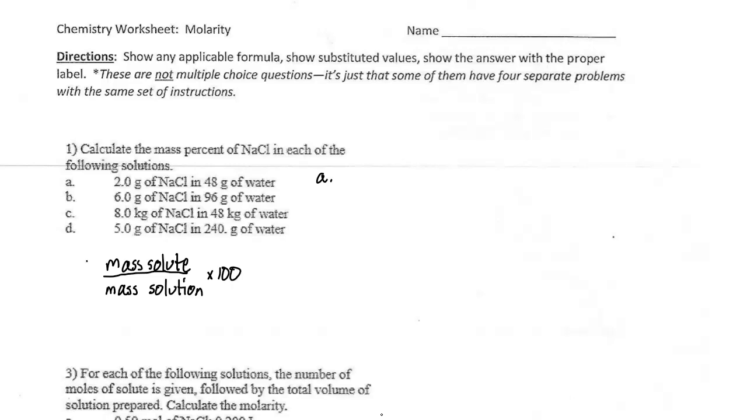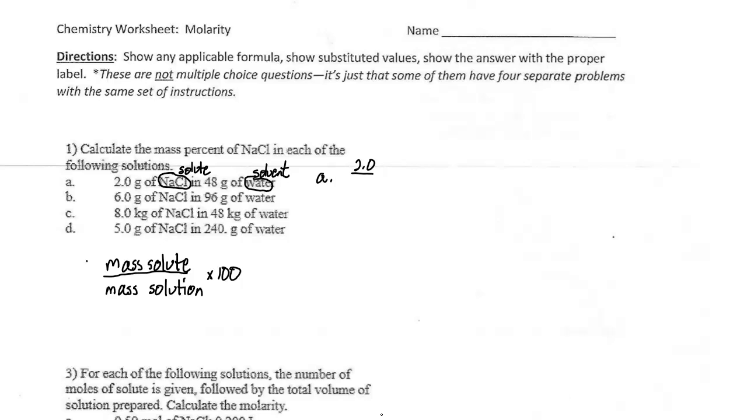It says that there's 2.0 grams of salt dissolved into 48 grams of water. The NaCl is the solute. The water is the solvent. The mixture that results from dissolving the solute within the solvent is called a solution. Question A, the mass of the solute is 2.0 grams.